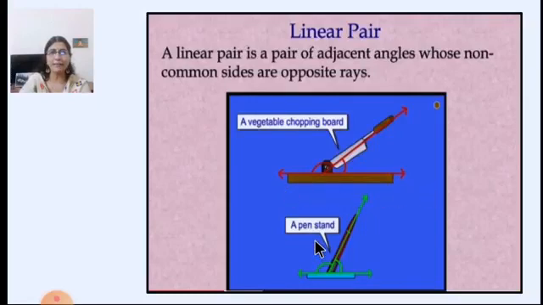Same way here you can see a pen stand. This is the pen which we keep on the stand. It is forming again a linear pair of angles, and you can see here this is the common side and these two are the non-common arms or non-common sides which are opposite rays. That is written here, whose non-common sides are opposite rays. That means it is forming a straight line. So they are a linear pair.